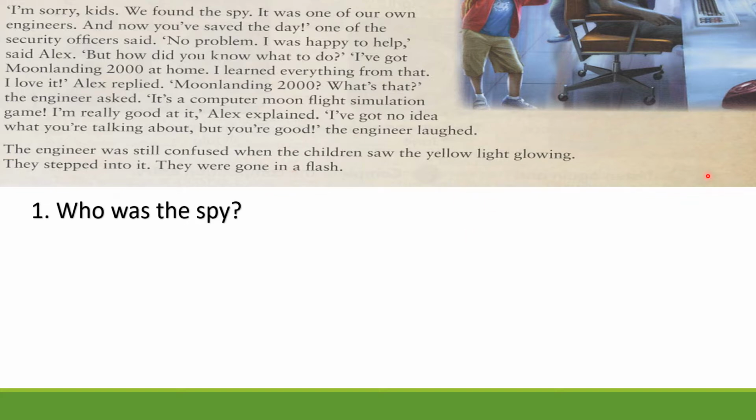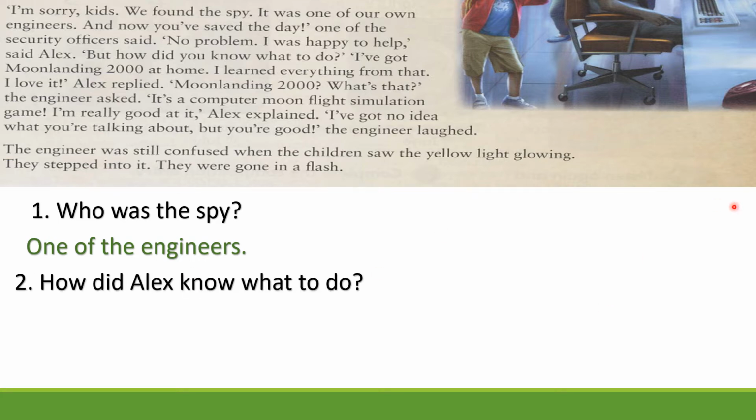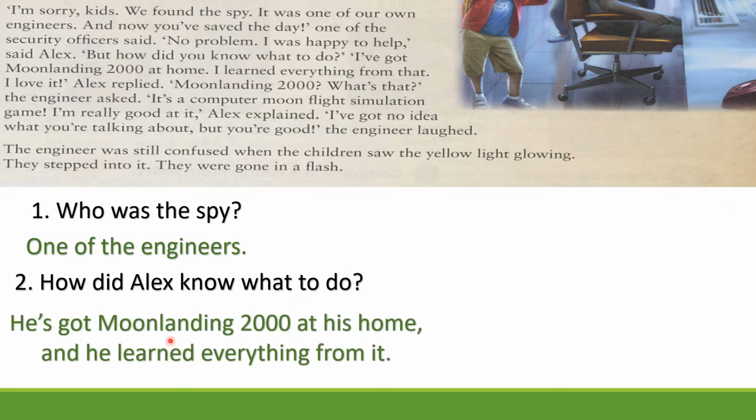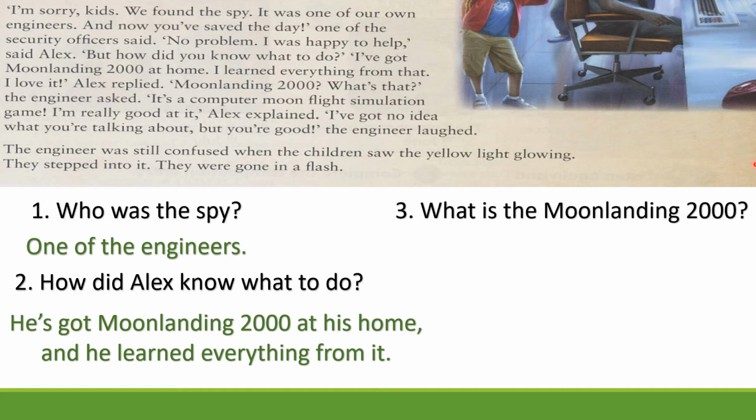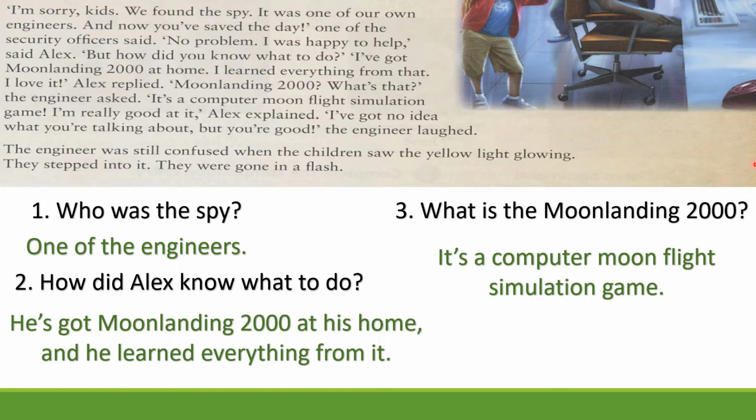Okay, look at question number 1. Who was the spy? Excellent. One of the engineers. Number 2. How did Alex know what to do? Excellent. He has got Moon Landing 2000 at his home and he learned everything from it, on his computer. Number 3. What is the Moon Landing 2000? Excellent. It's a computer moon flight simulation game.